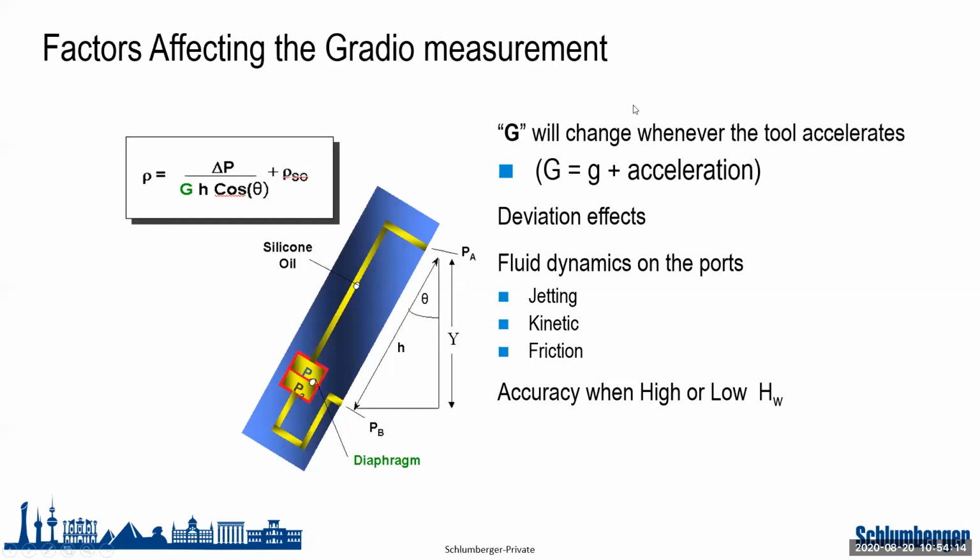The Gradiomanometer measurement can be affected by several things. It can be affected by jetting, something we call the jetting effect. It can be affected by something called the kinetic effect. And it can be affected by the friction effect. Now, G is going to change whenever the tool accelerates. So fluid dynamics can affect the final output of the Gradiomanometer tool, which will be the wellbore fluid density value.